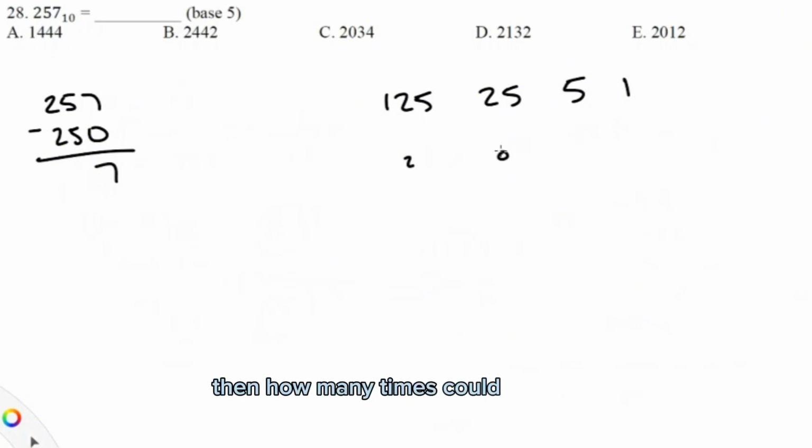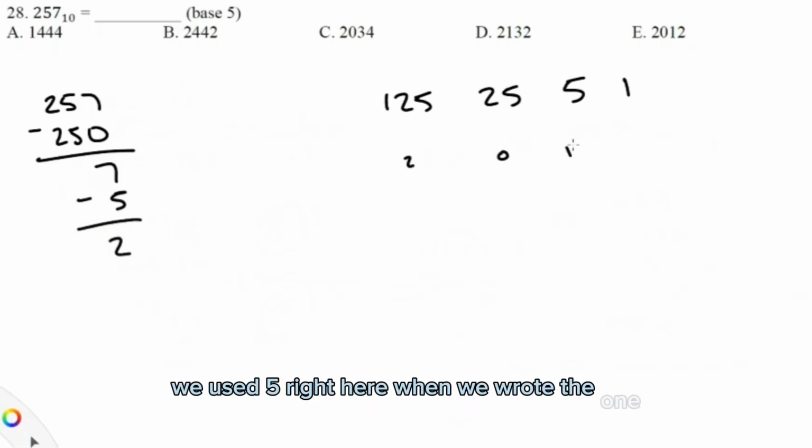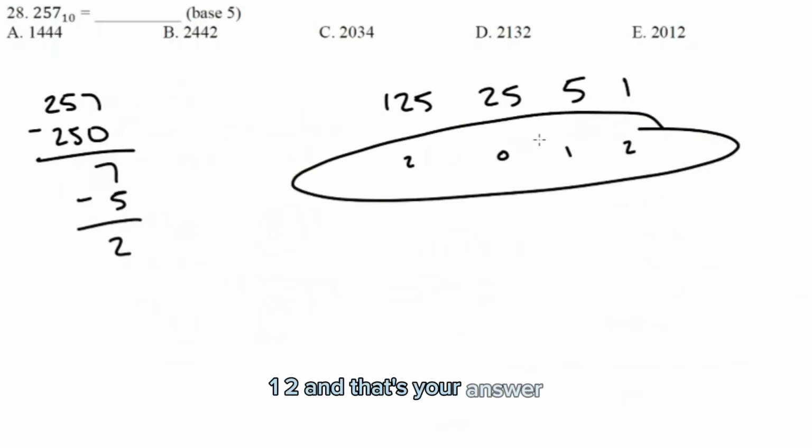Then, how many times can 5 go into 7? It can go in once, because 5 times 1 is 5, which is less than 7. Finally, how many times can 1 go into 7 minus 5, which is 2? The reason we subtract 5 is we used 5 right here when we wrote the 1. So how many times does 1 go into 2? 1 goes into 2 twice. So now we have 2012, and that's your answer.